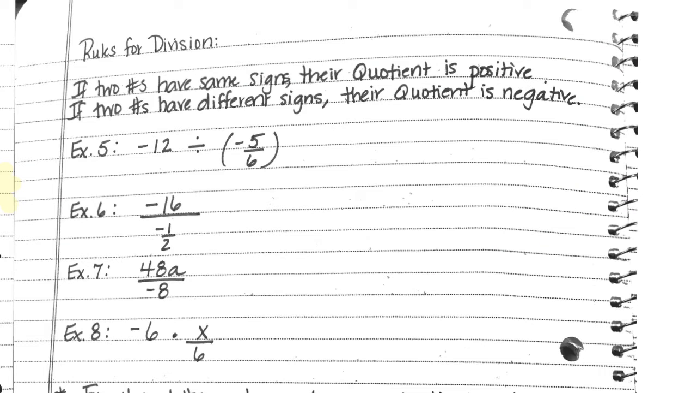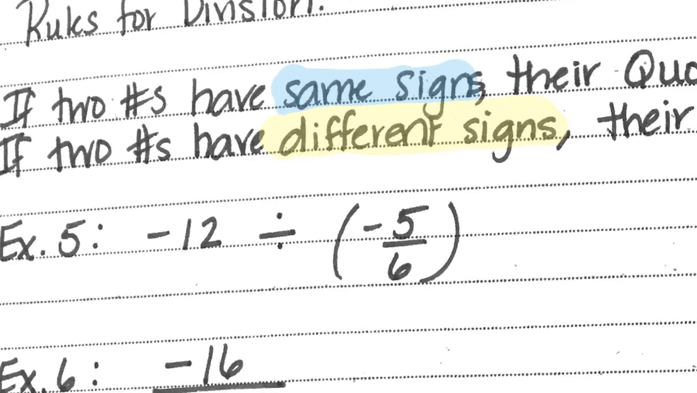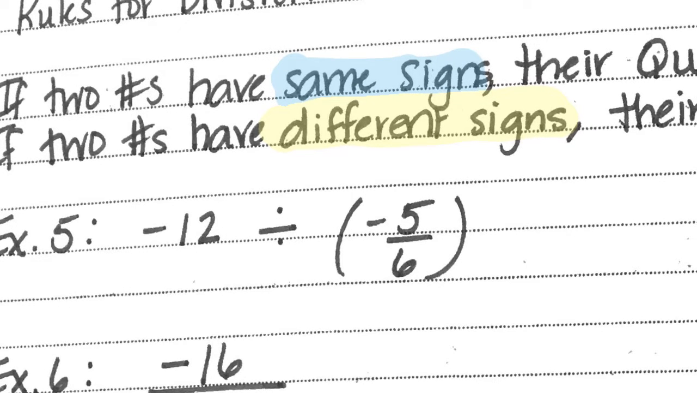Rules for division. If two numbers have the same signs, their quotient is positive, just like multiplication. If two numbers have different signs, their quotient is negative, same as multiplication. Now, we must, like I say all the time, pay attention to detail. When I divide, I multiply by the reciprocal. A lot of people say keep, change, flip. That's fine. If you like that, say it. I don't necessarily love it, but that's okay.